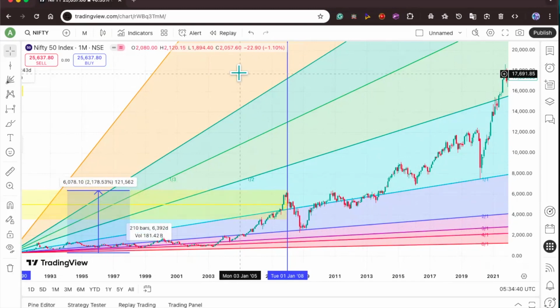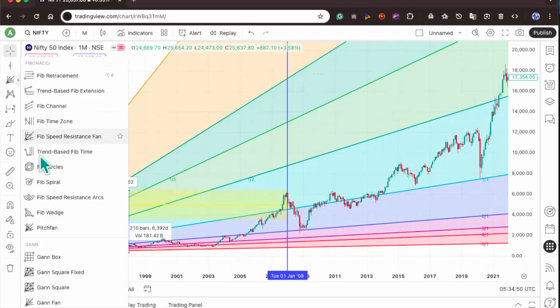And how to get these lines? Probably if you go on the left hand side, you'll find tools. In these tools, if you look across, you will find Gann fans. Accordingly, we have Gann square, Gann box. We have other spirals also, but probably the Gann fan is what we are considering over here as a tool, and we are trying to see the movements over there.